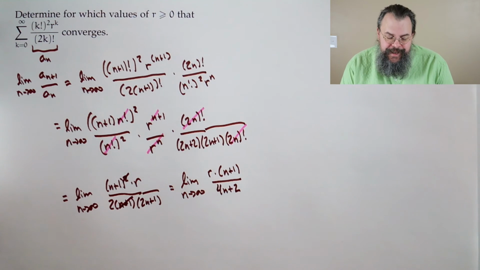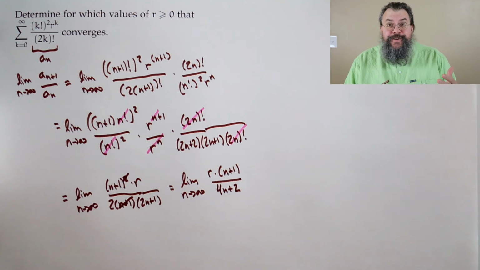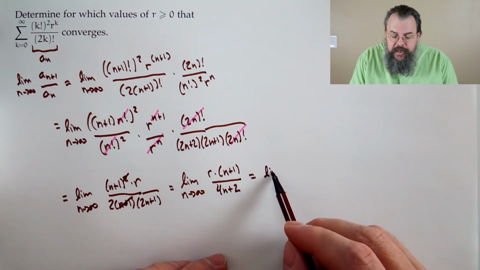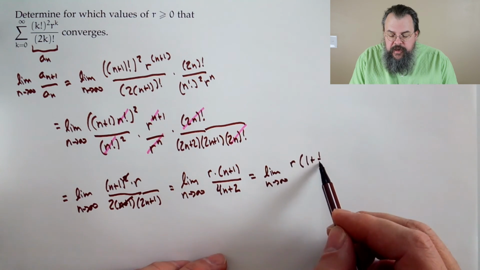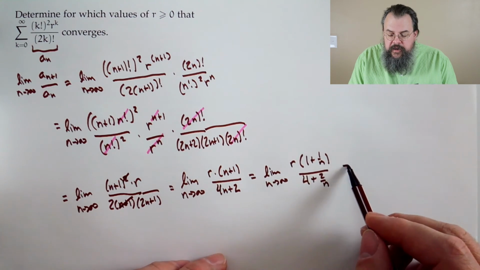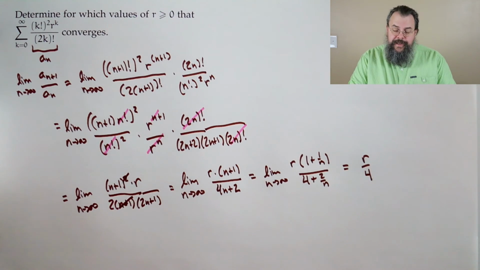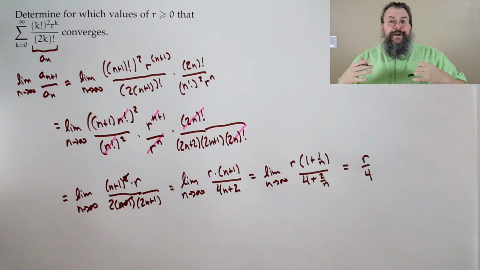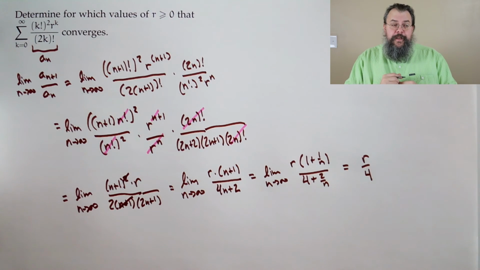Okay, good. Now, what does this go to? Well, you can multiply top and bottom by, say, 1 over n. So you have r(1 + 1/n) over (4 + 2/n), and it goes to r over 4. So, that's the limit. Now remember, we haven't said anything about r. We just said, for a given choice of r, here's what happens in the limit.